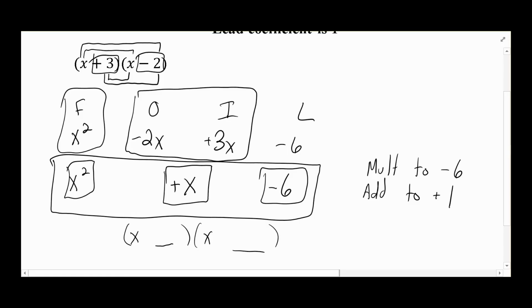And so really, that's all it takes to factor a trinomial, a 3-term polynomial whose lead coefficient's 1: I need to multiply to equal that last number, and I need to add to equal the middle coefficient, and then I can just set it up as that parenthesis times the parenthesis. So let's look at an example so we can see that in action.